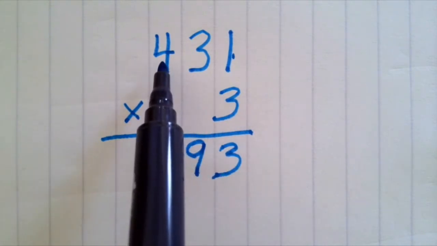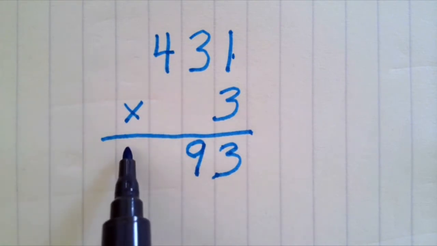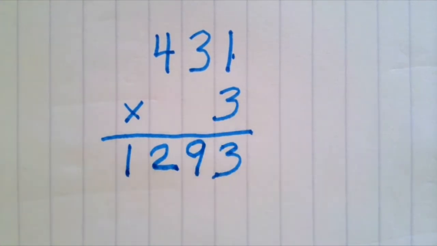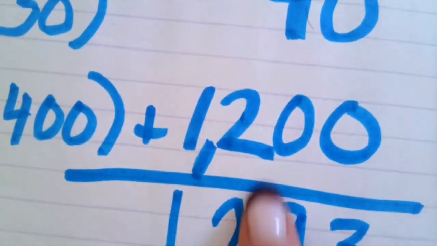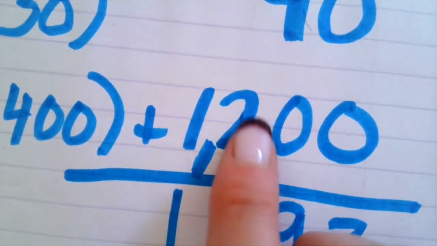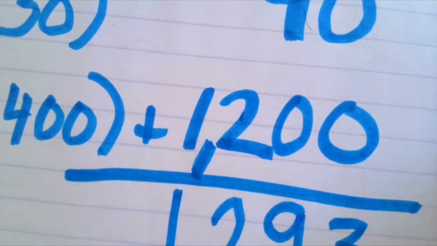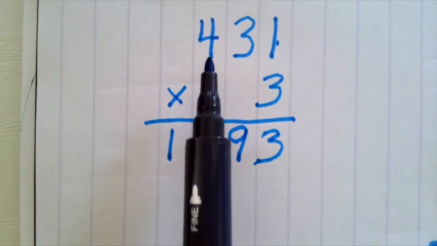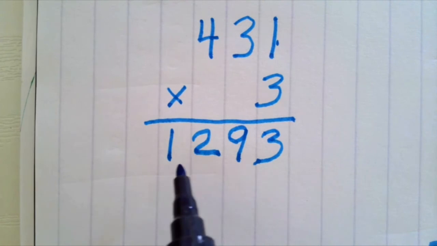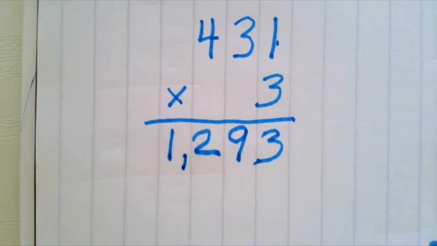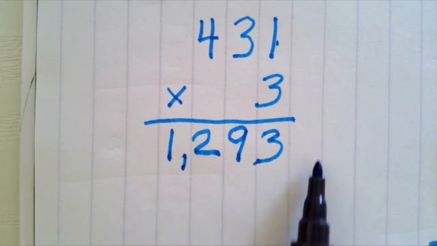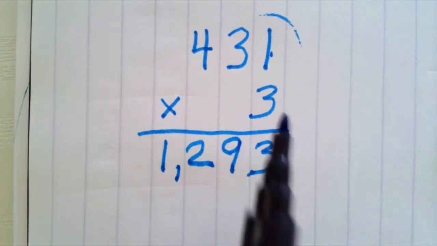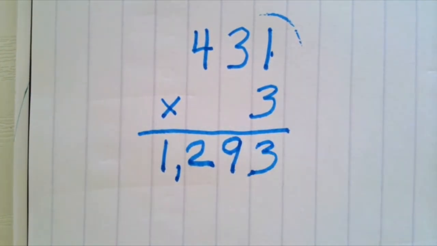3 times 4 is 12. Look where I've written it and think about why. Remember when we multiplied 3 times 400, we got 1200. That means this 2 is in the hundreds place and this 1 is in the thousands place. And that is exactly where I have written them. Our comma goes right here between the thousands and the hundreds. And we got the same answer. Notice how little we had to write. Practice will make the algorithm easier, but you always have the distributive property to fall back on.